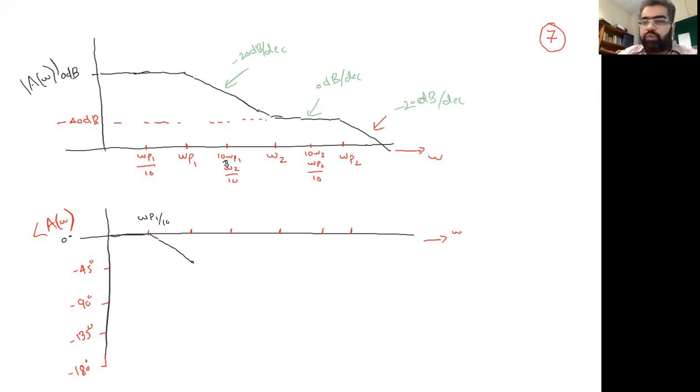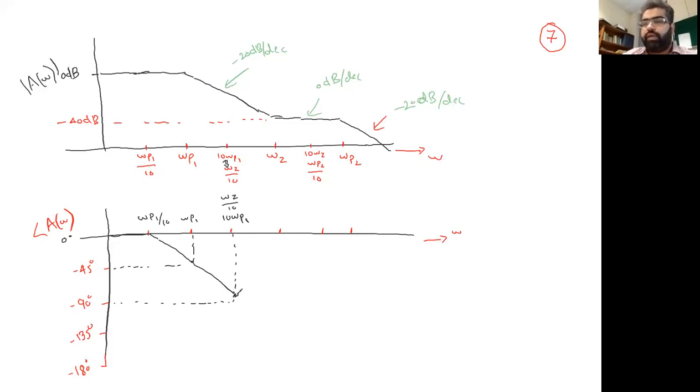And at this point, it will start reaching this. So here you can say at this point where they both are equal, we will have minus 45 degree. When it's 10 times, we will have minus 90 degrees. So this is a minus 90 degree. This point is 10 times omega p1. And interestingly, at this point, this is also 10 times of omega z1. So because of this effect, this will start going up. With what angle? Again 45 degrees.